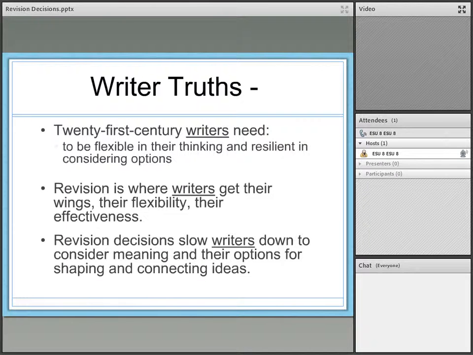When you're looking at a piece for revision, you need to consider the meaning of the piece and the writer's options for shaping and connecting those ideas which flow through the piece. In other words, are the connecting ideas connected in such a way that it draws the reader further and further down the page, so that they have that desire to continue reading the piece that has been written?